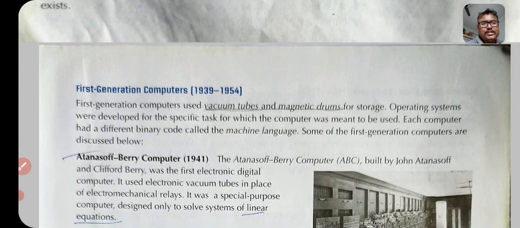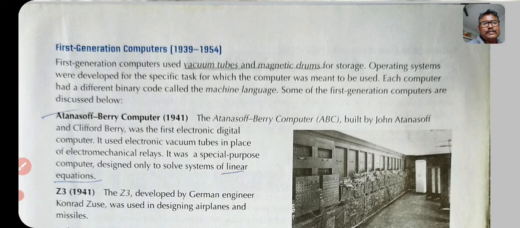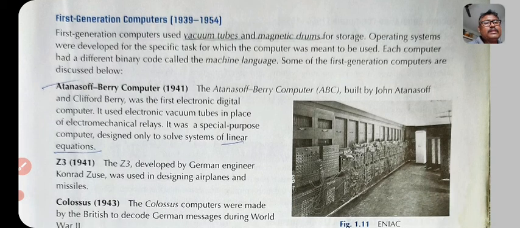So the first generation computers, 1939 to 1954, they have chosen. First generation computers use vacuum tubes and magnetic drums for storage. Operating systems were developed for the specific task for which the computer was meant to be used. Each computer had a different binary code called the machine language. Now, some of the first generation computers are discussed below.